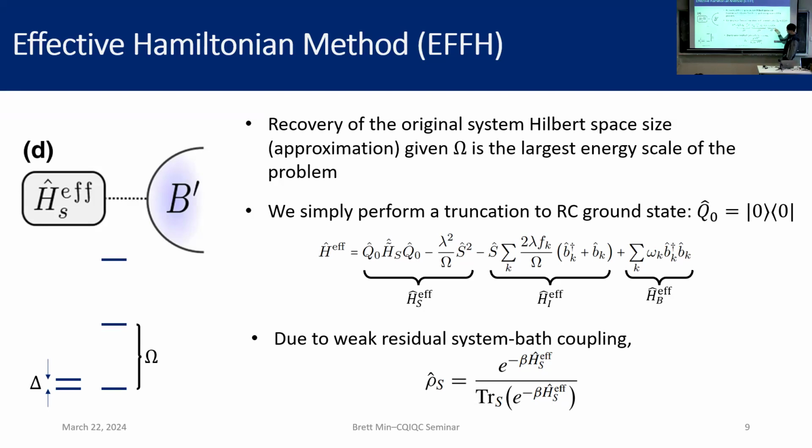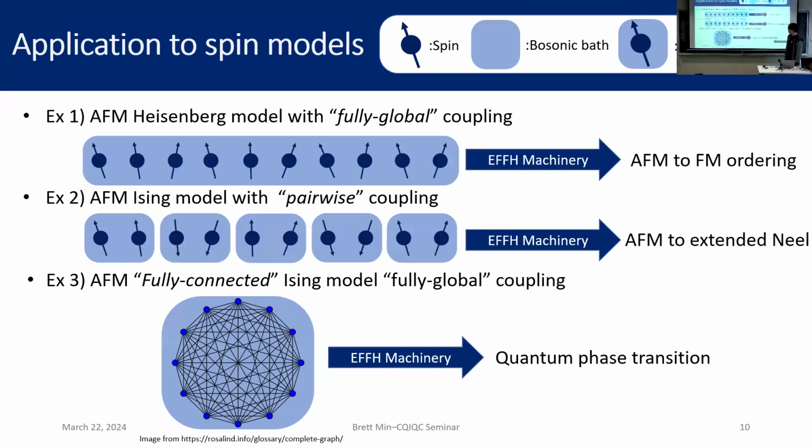And now we can use the weak coupling techniques, for instance, that in the long time limit, the steady state density matrix for the system is accurately captured by this effective system Hamiltonian. And from this, we can compute a variety of physical observables, thermal averages, using this density matrix. So that's the mapping. Now we're going to apply this mapping to spin systems.